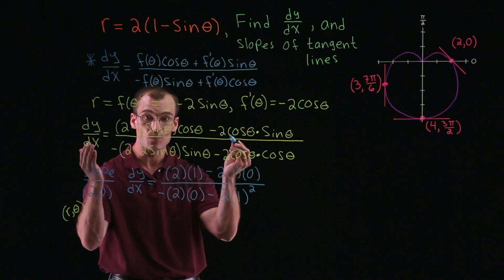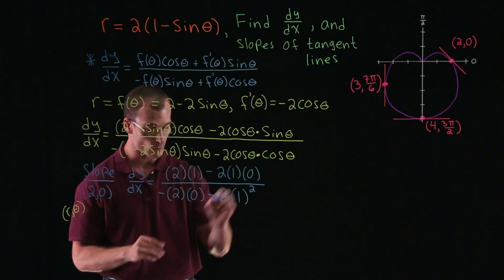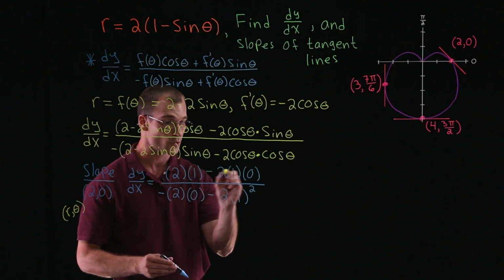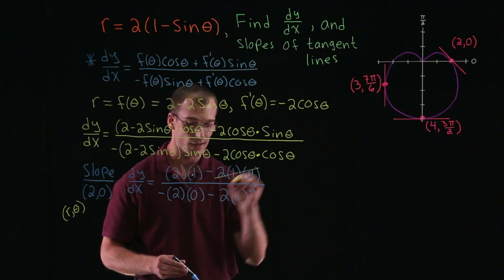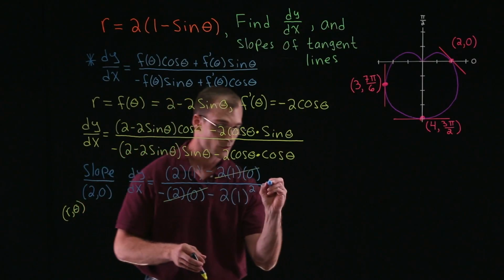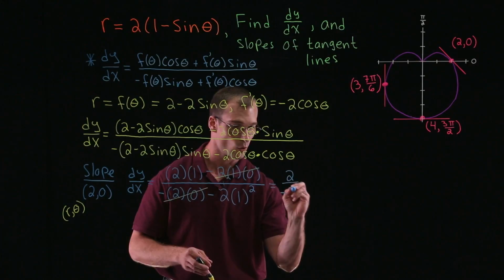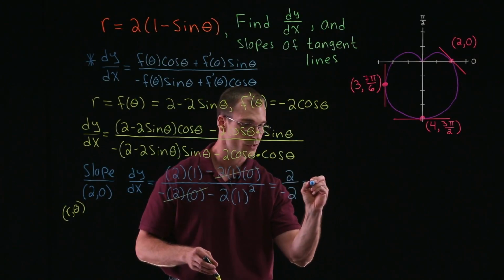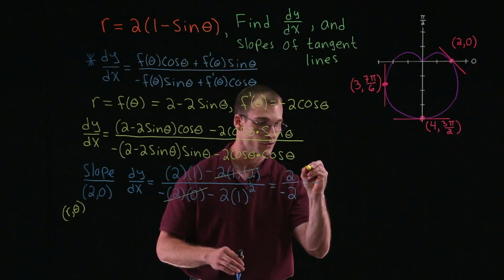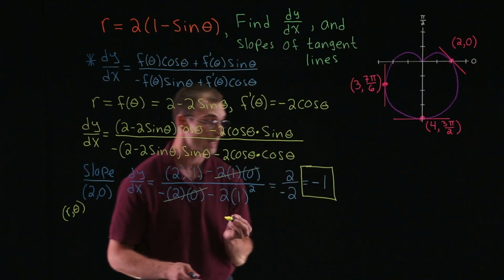Okay, so using that R trick, that kind of simplifies our work a little bit. Now we'll just simplify what we have here. So we have 2 times 1 minus 2 times 1 times 0. So that's equal to 0. Negative 2 times 0 is 0. So it looks like this is equal to positive 2 over negative 2, which is just going to be negative 1. So the slope at our point 2, 0 is negative 1.